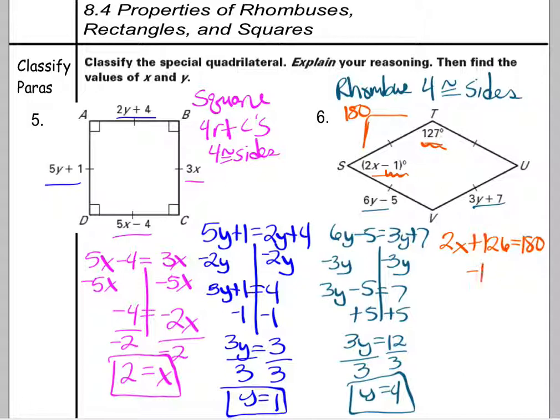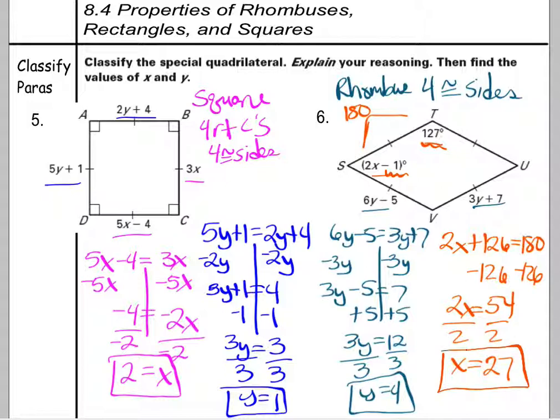So I'm going to solve by subtracting 126 from both sides, and that will give me 2x equals 54, and then divide both sides by 2. That gives me 27 for x. So that's for numbers 5 and 6, what you would do.